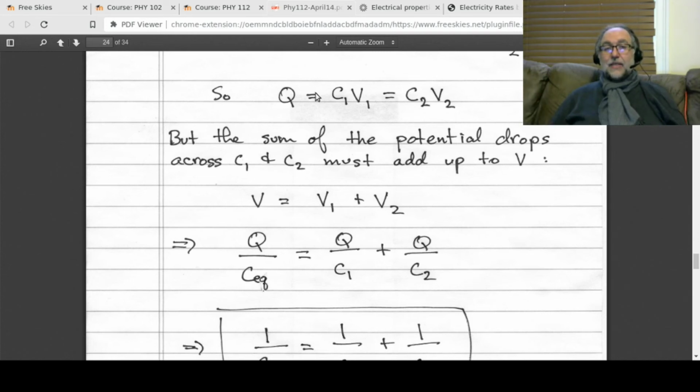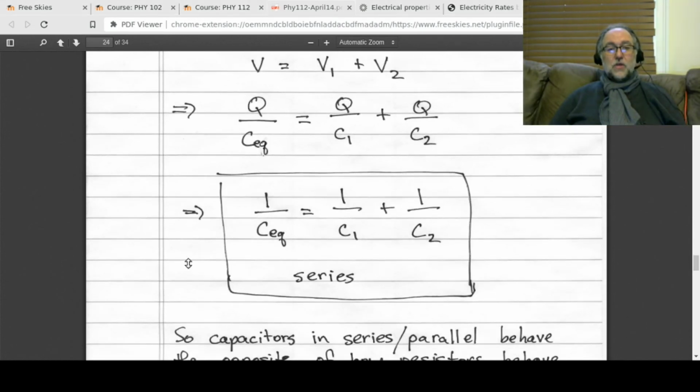If we rearrange for V1 and V2 and substitute, we get that Q over the effective capacitance is Q over C1 plus Q over C2. It's all the same Q, because Q on C1 is the same as Q on C2, and it would be the same Q on the effective capacitance if you replaced the two with just one capacitor. If you divide out the Q's, you find that 1 over the equivalent capacitance is 1 over C1 plus 1 over C2.